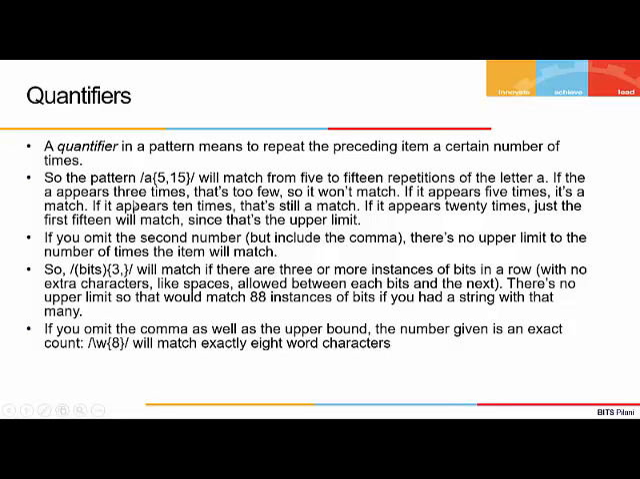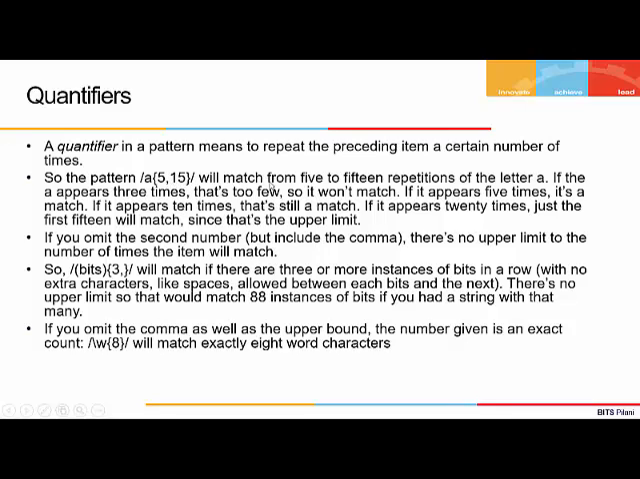Now what are quantifiers? The quantifiers in a pattern mean to repeat the preceding item a certain number of times. You want to check that it has been repeated a certain number of times. For example, we can see here A with the curly braces 5, 15. This will tell you between 5 to 15 repetitions of a letter. What is that? The letter A. Is it repeated between 5 to 15 times?